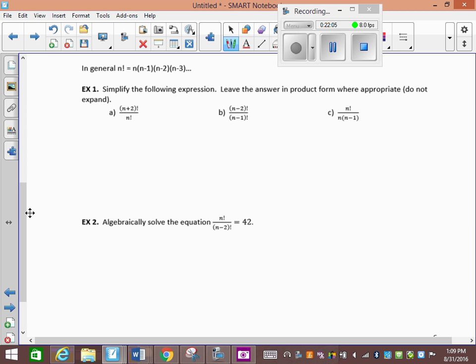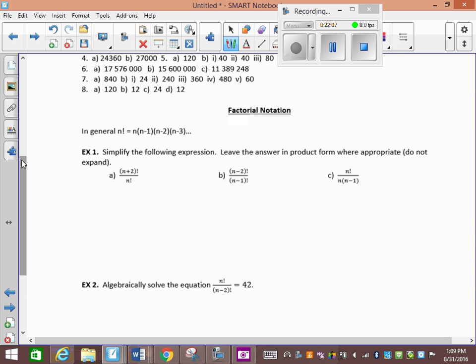So, say, let's do something for simplicity's sake that's not n. Say I have 7 factorial over 5 factorial. Okay? Which one is bigger? Well, 7. It's 7 times 6 times 5 times 4 times 3 times 2 times 1. Correct? So I'm going to expand the bigger one until I get it to look like the smaller one.